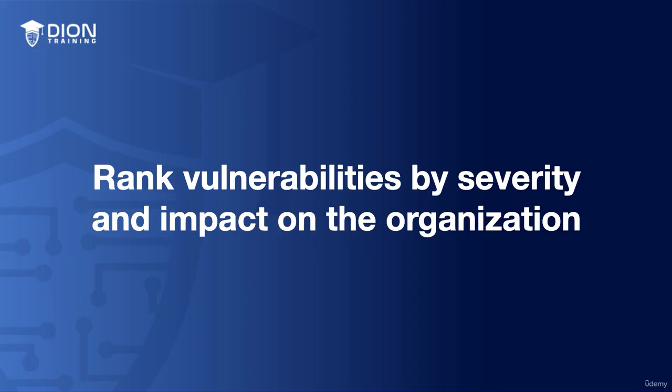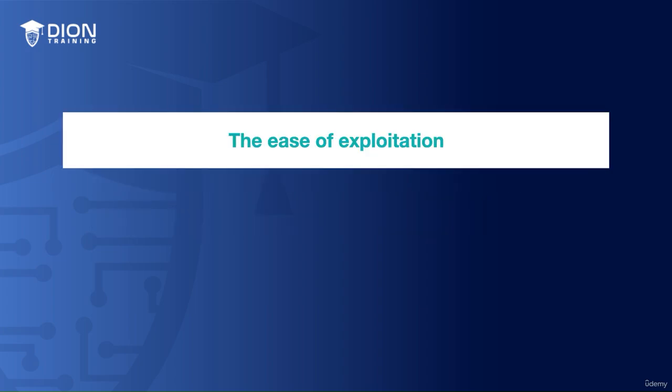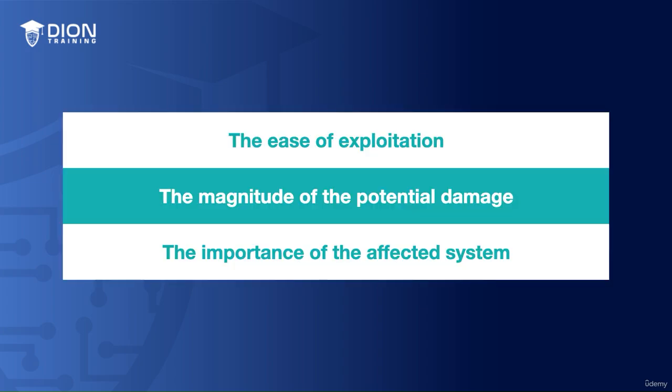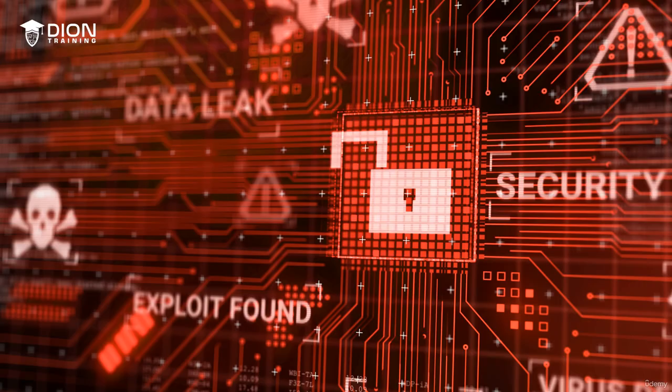Second, we need to prioritize our vulnerabilities. When we're prioritizing our vulnerabilities, we need to rank our identified vulnerabilities in the order of their severity and potential impact on the organization to ensure that we can allocate resources that address the most critical security threats first. Several factors are going to come into play during this process, including the ease of exploitation, the magnitude of potential damage, and the importance of the affected system to the organization's operations. For example, if a vulnerability is found in a mission-critical application that could lead to significant data breaches if it was exploited, this is probably going to be prioritized a lot higher than a minor flaw in a less significant system.